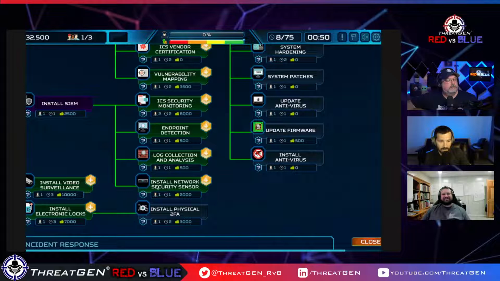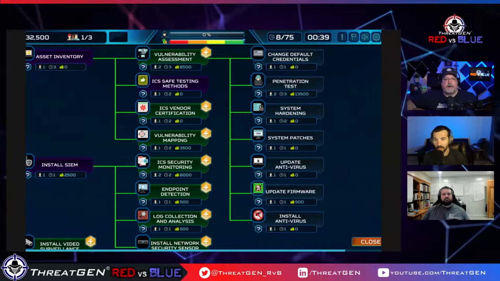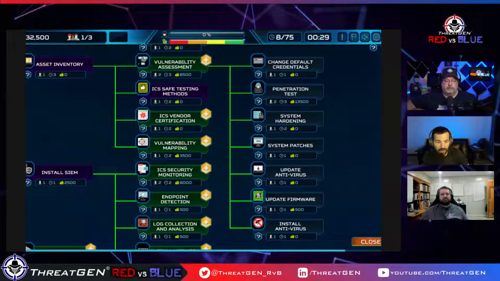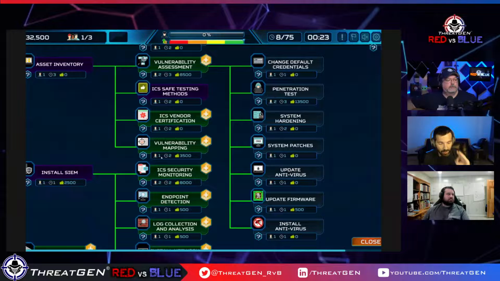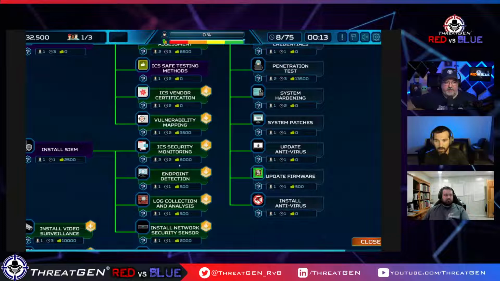In my opinion, some sort of vulnerability assessment or vulnerability mapping, because you need to start getting visibility into your attack surface. We've already calculated vulnerability assessment. Well, let's calculate vulnerability mapping, because vulnerability assessment and vulnerability mapping are similar, but vulnerability mapping has a lower effort value. Clint, you understand vulnerability mapping in the context of the game. It's going to cost less.